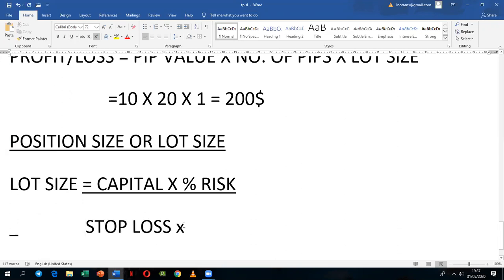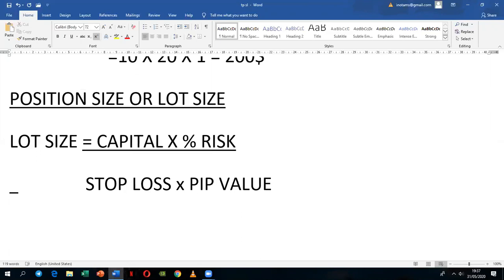Stop loss. You multiply this by the pip value. Okay? So capital times percentage risk, divided by the stop loss and pip value. Somebody put in these things very fast.